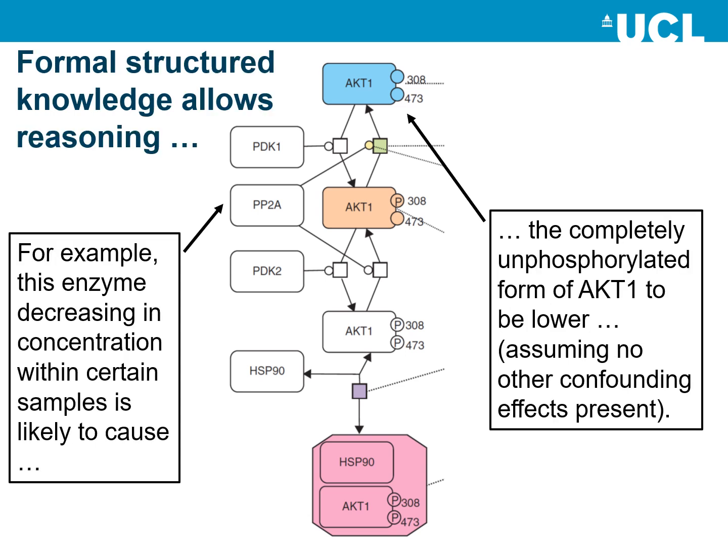By formally structuring this knowledge, it allows essentially reasoning. For example, if this enzyme decreases in concentration, then what are its effects? Well, this enzyme changes this double phosphorylated into this single phosphorylated, and it also helps catalyze the conversion of this single phosphate AKT1 to an unphosphorylated AKT1.